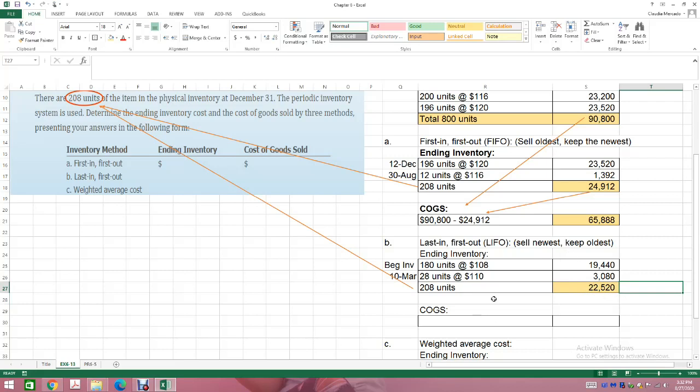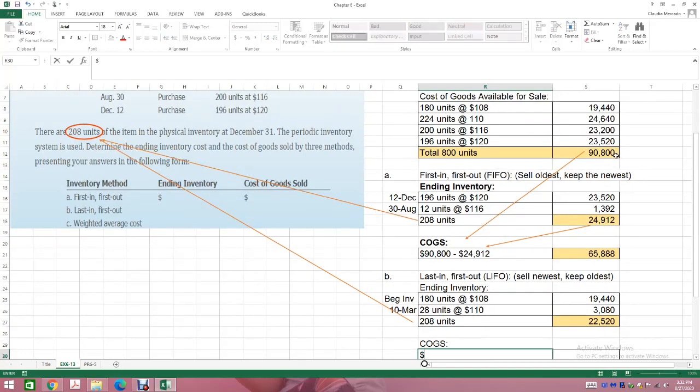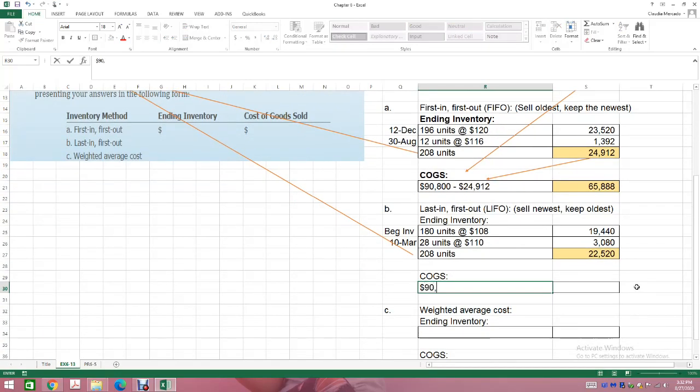Okay. So now that we've got that going, we can calculate your cost of goods sold. Remember, you start off with the 90,800, which is the total cost of goods available for sale. You always start with that. And then you subtract your ending inventory, which is the 22,520.